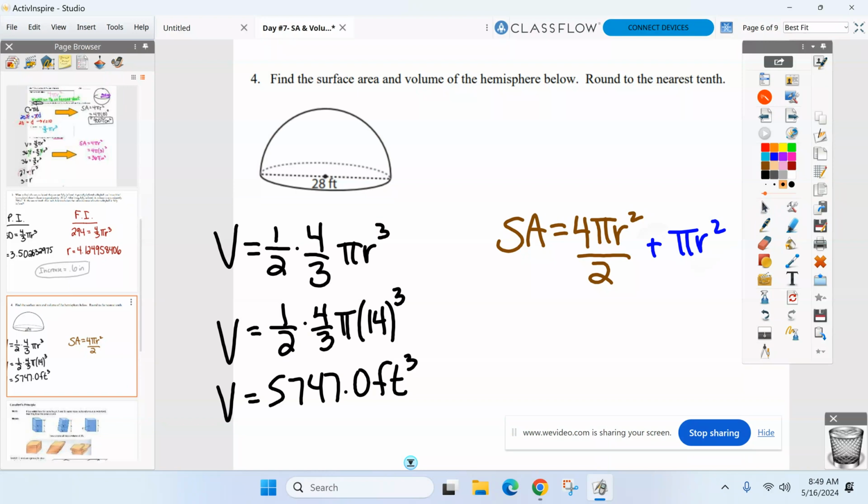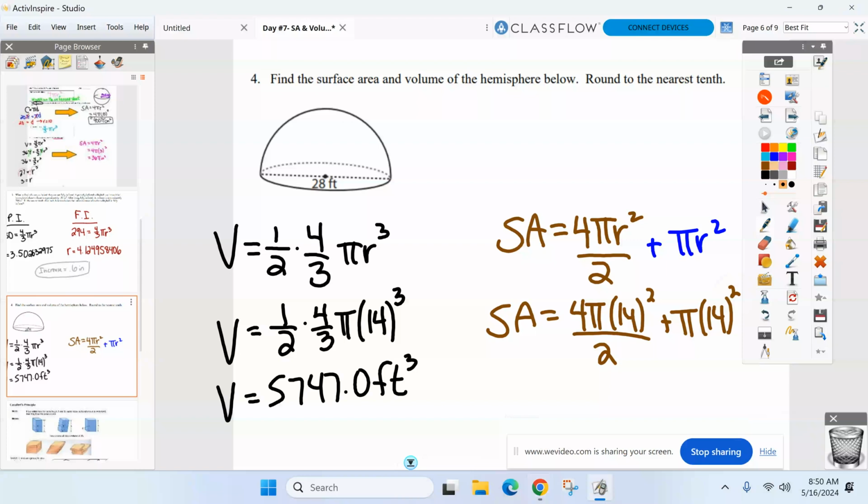You have to add on the circle to what you divide by 2. All right, so be aware. Volume, just divide by 2, but surface area, got to count the circular base. And now we can plug in that 14 again. Don't forget about the circular base.